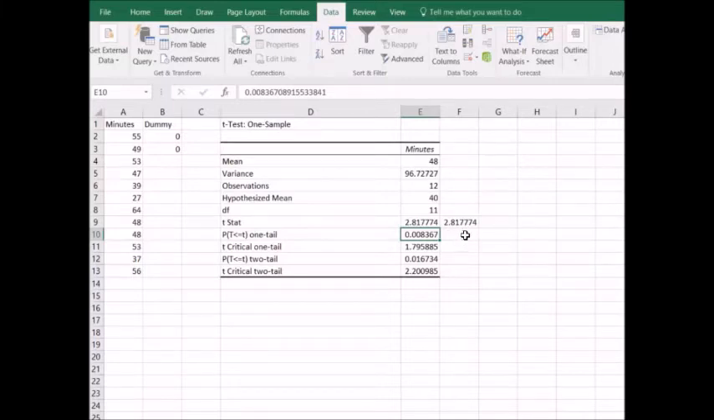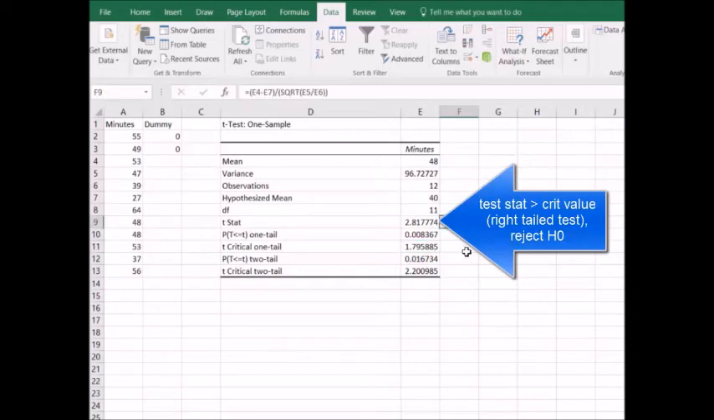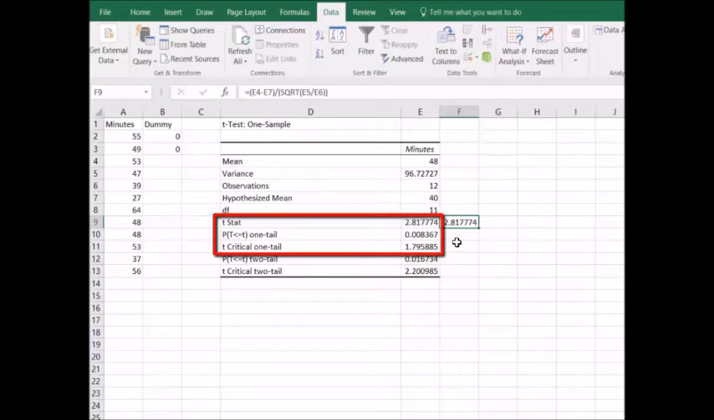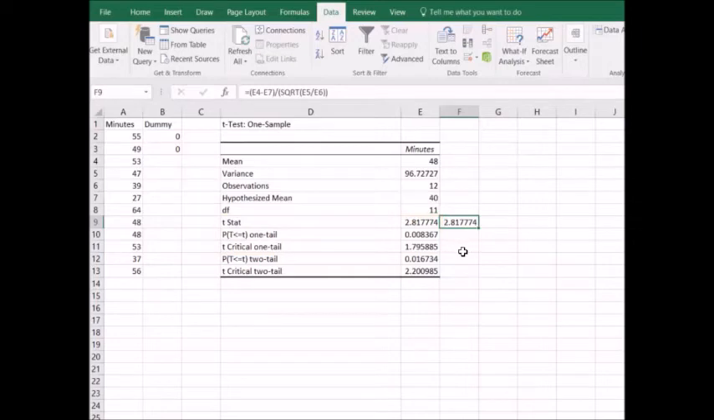than 40 minutes. We can also compare our t-critical value, 1.796, with the t-test statistic, and because the test statistic is larger than the t-critical value, we would reject the null hypothesis. Either way, whether we're looking at p-value or the t-critical value versus the test statistic, we would reject the null hypothesis. This video demonstrated how to use Excel's data analysis two-sample t-test, assuming unequal variances, to conduct a one-sample t-test when population standard deviation is unknown.